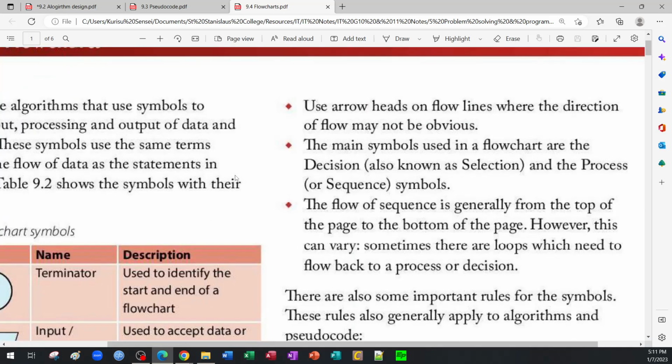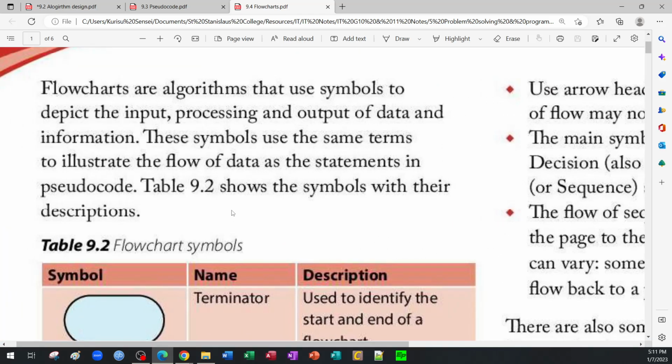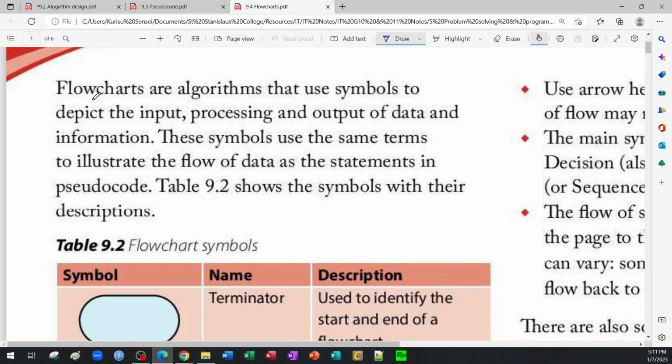So let's look at our first paragraph. So the first paragraph states that flowcharts are algorithms, and remember, an algorithm is basically a series of precise steps that will lead to a solution. So a flowchart is just another method of creating an algorithm.